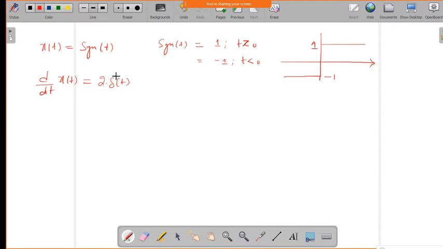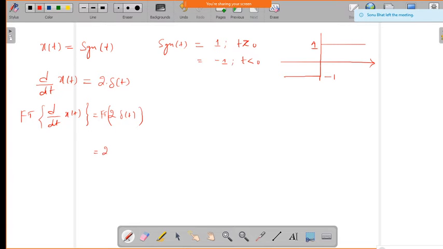Okay, so now take the Fourier transform on both sides. So the Fourier transform of d by dt of x of t. If you take the Fourier transform, you will get the Fourier transform of 2 into del of t, which is equal to 2.